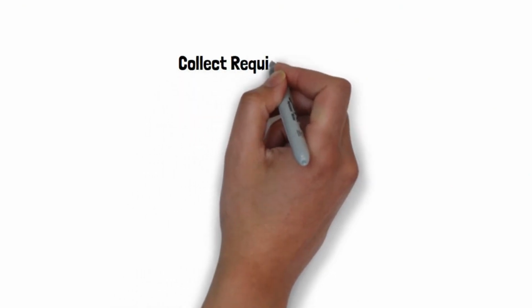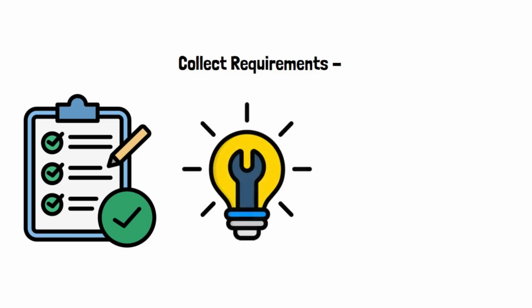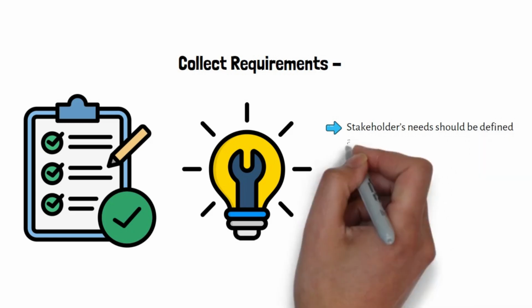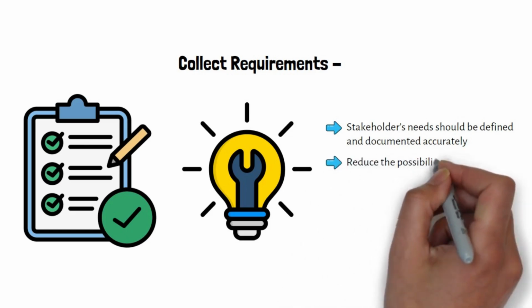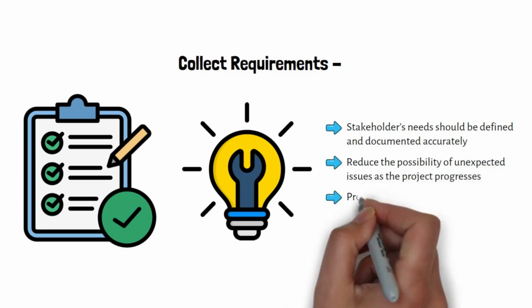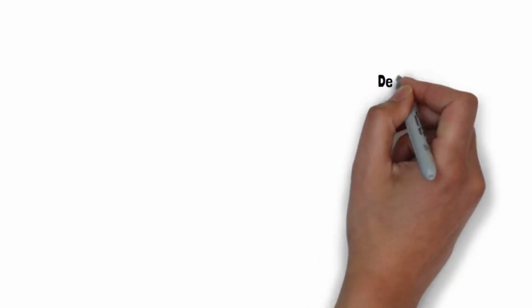Collect requirements. The project's requirements are defined and listed at this step. It is obvious that different types of projects have different types of requirements. Therefore, team members use various techniques and tools for collecting project requirements. Stakeholders' needs should be defined and documented accurately for the project's success. If this process is conducted properly, it will reduce the possibility of unexpected issues as the project progresses. Project charter and stakeholder register are the inputs of the collect requirements process.